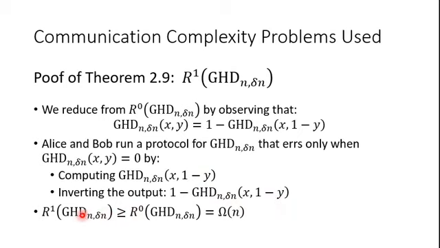So it's pretty straightforward. And what we're getting from this is that the minimum communication cost when the protocol makes errors only on GHD equals 1 is at least as bad as the minimum communication cost when it makes errors only when GHD is supposed to be 0, which we just proved to be omega n.